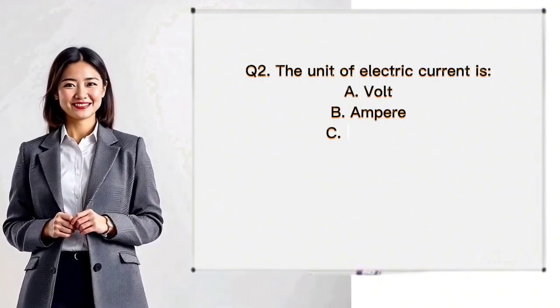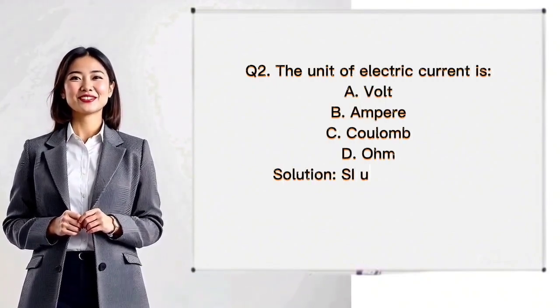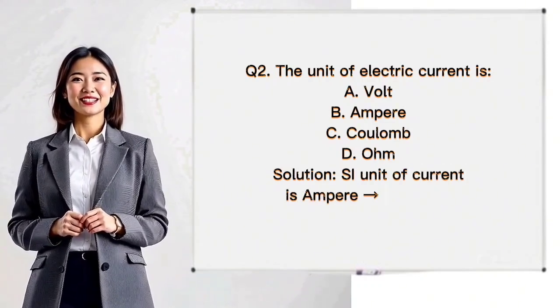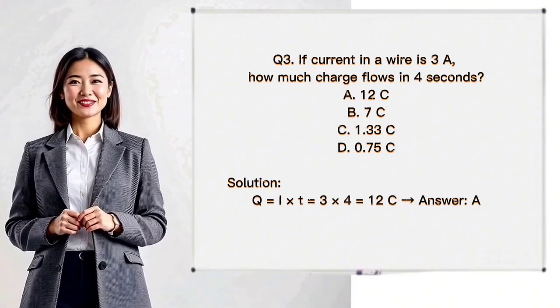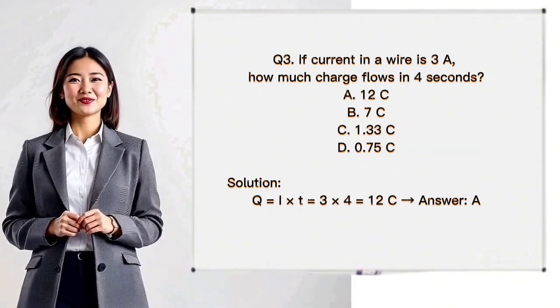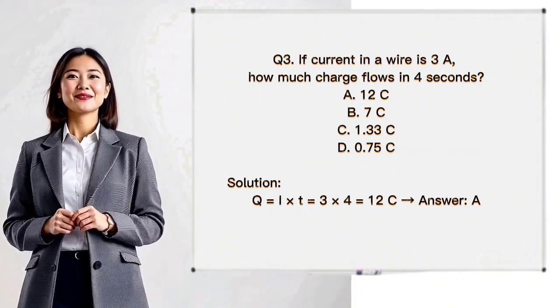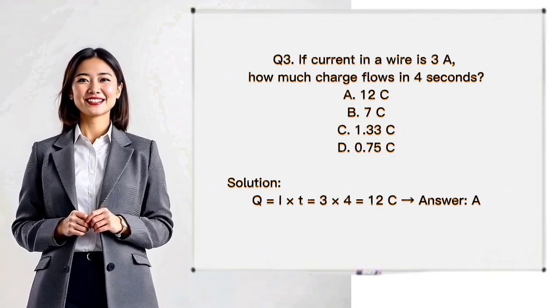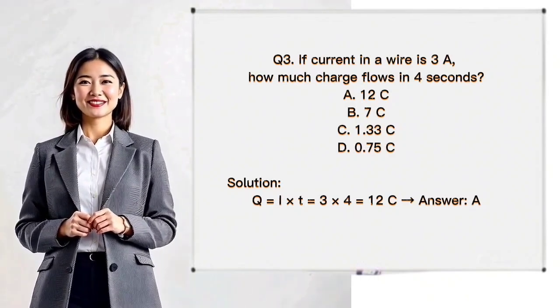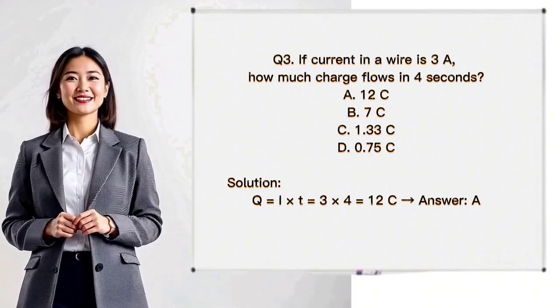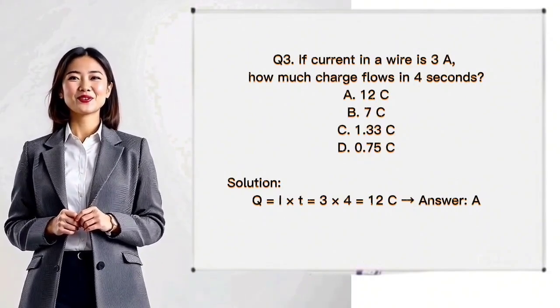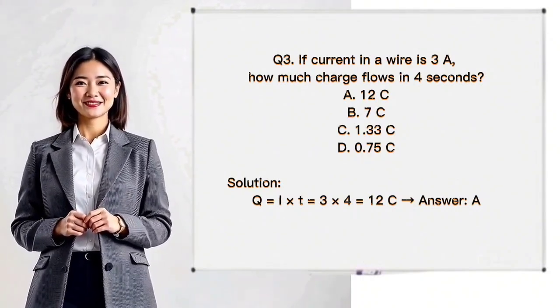2. The unit of electric current is: A. volt, B. ampere, C. coulomb, D. ohm. Solution: SI unit of current is ampere. Answer B. 3. If current in a wire is 3 A, how much charge flows in 4 seconds? A. 12 C, B. 7 C, C. 33 C, D. 0.75 C. Solution: Q = I x T = 3 x 4 = 12 C.